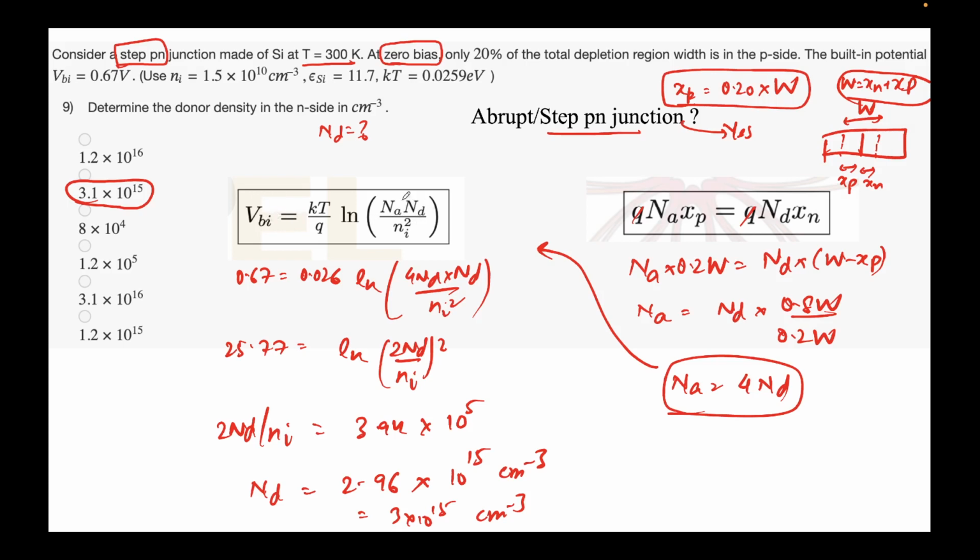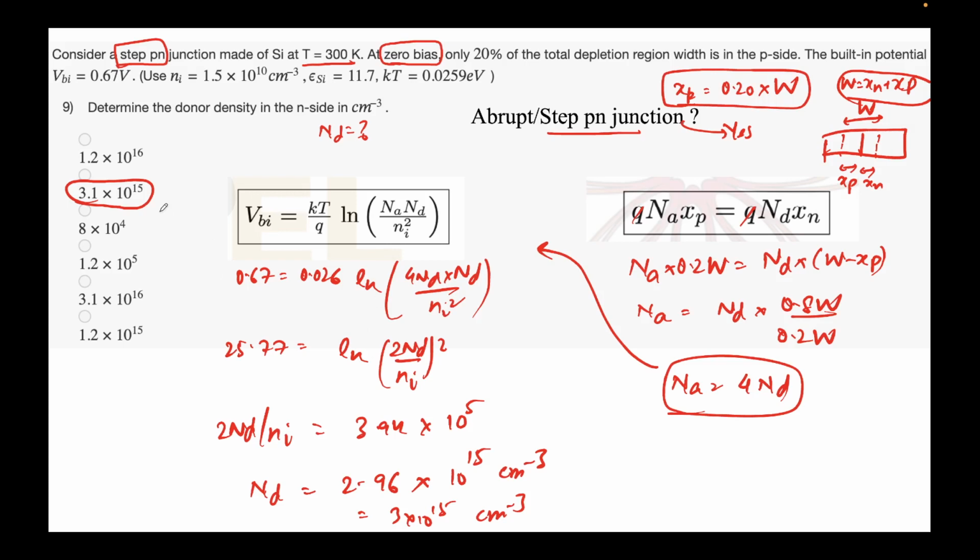That's why we use this formula, but Na was also unknown, but Na was given by this relation. Xp is 20% of the depletion width. From the charge neutrality expression, we found the relation between Na and Nd, and Na we replaced here, and the rest is just algebra. That I trust you will do a better job than me, definitely.